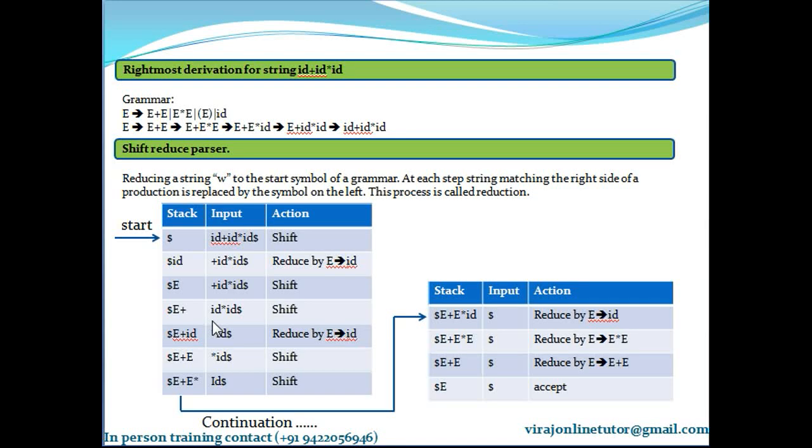So now that we are done with the top-down parser, predictive parser was a top-down parser, recursive descent parser was a top-down parser. Now we'll move on to bottom-up parsers.